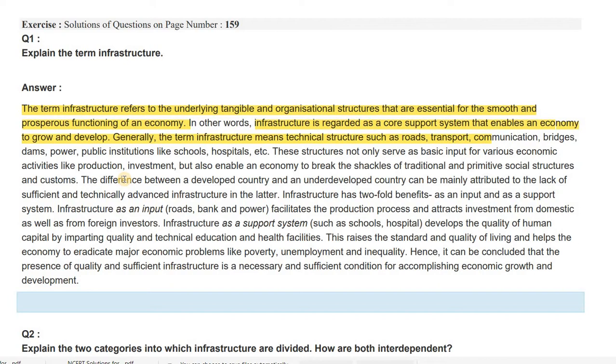Infrastructure as a support system, such as schools and hospitals, develops the Human Development Index, and health facilities and technical education, these things promote the living standard of people. Okay, hence it can be concluded that the presence of quality and sufficient infrastructure is a necessary and sufficient condition for accomplishing economic growth and development. Then infrastructure has an important role in economic facility.